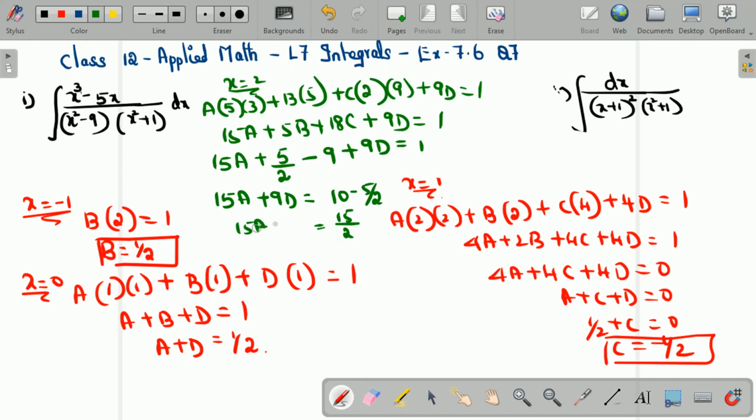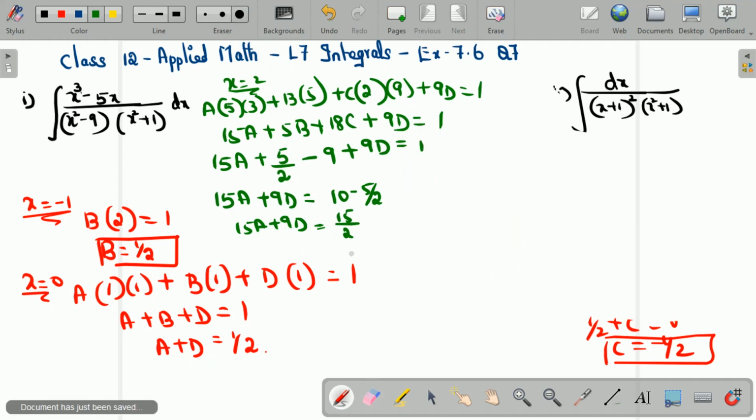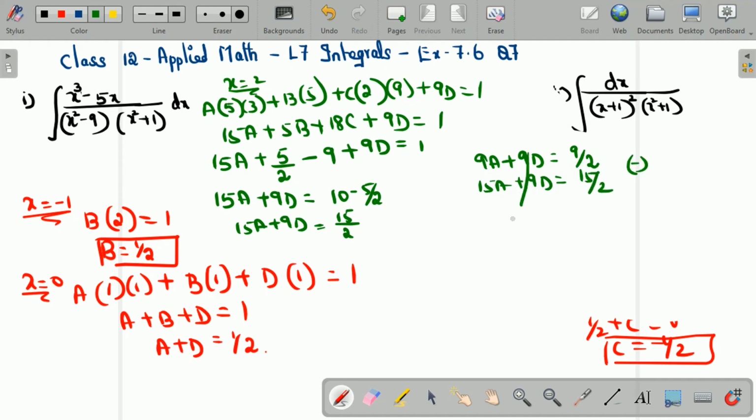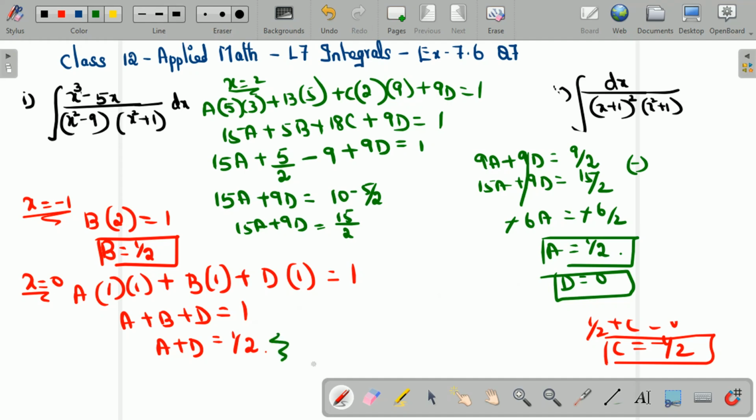Which is 15a plus 9d. Now we have two linear equations in a and d, so we will be solving for that. Let's multiply this by 9. So 9a plus 9d is equal to 9 by 2. We have 15a plus 9d is equal to 15 by 2. If you perform subtraction, this is minus 6a is equal to minus 6 by 2. So you can strike out this. So a is equal to 1 by 2. Now if a is equal to 1 by 2, then it shows that d is equal to 0, because I have taken this equation for substitution.